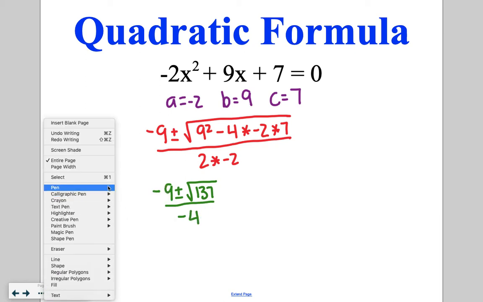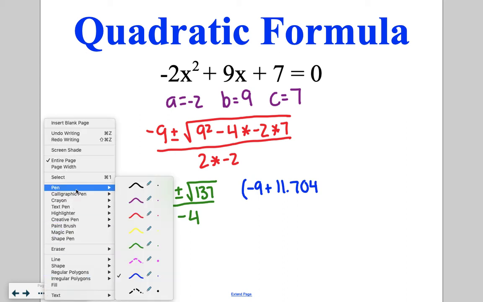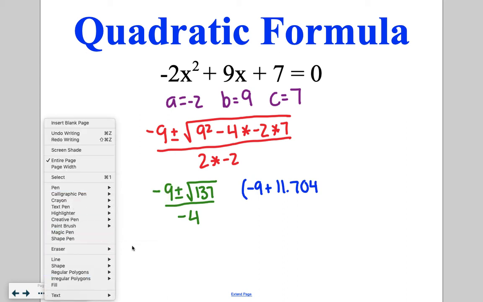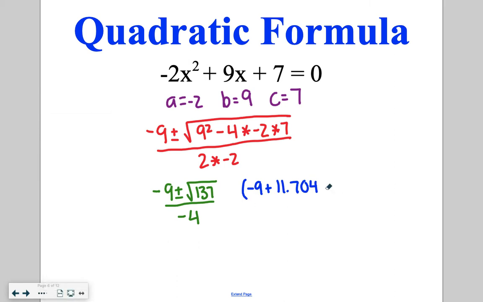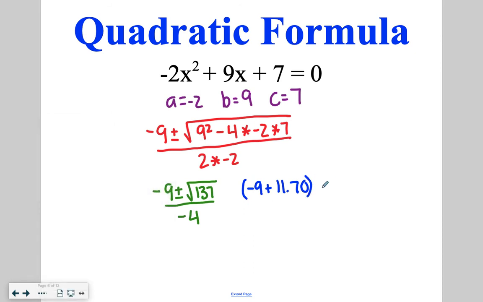So now when you are simplifying this, you're going to type the square root of 137 into your calculator, and we're going to have negative 9 plus 11.704. That 4 tells us that we are going to round and keep it at 70. If it had been bigger than 5, then we would have rounded up to 71. But for now, we round to 2 decimal places and keep it at 70. So we've got that divided by negative 4.